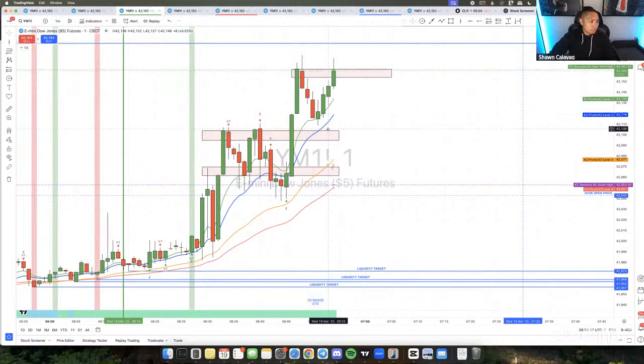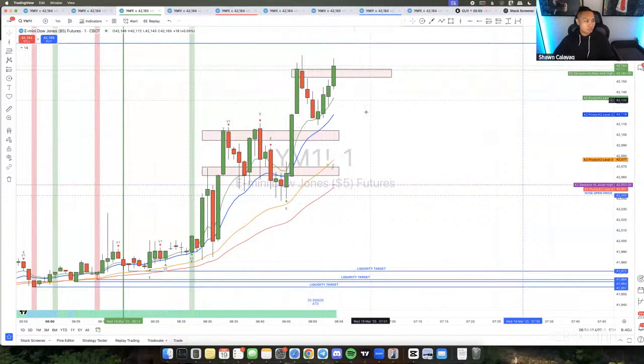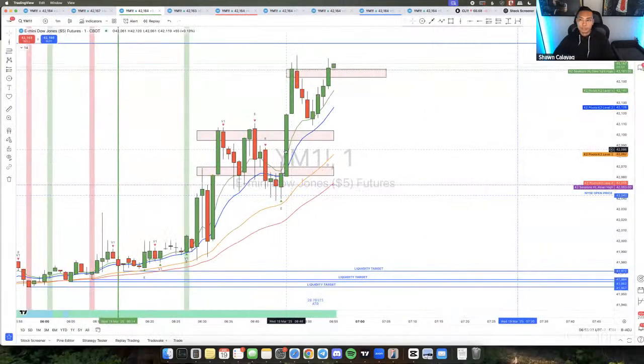Yeah, there was a big 26 contract, and it came in at 42,082, which is right here. As soon as price started climbing up, it piggybacked right here. So there were pending orders waiting right here.